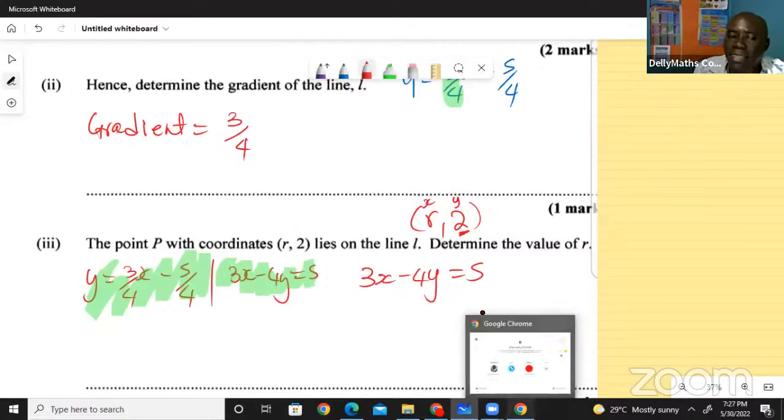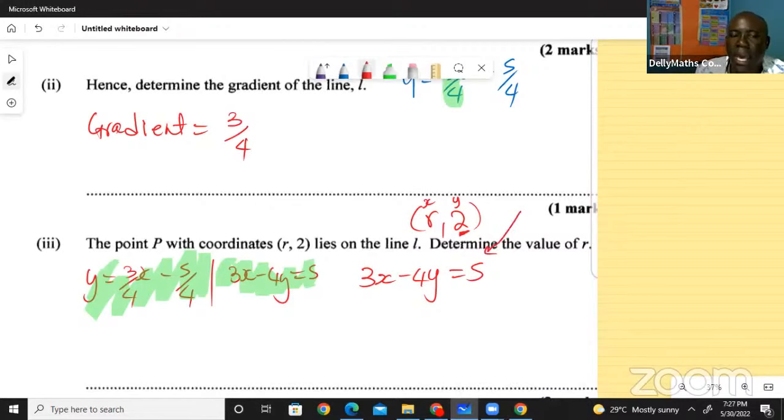So because they're on this line here, I could substitute the 2 where y is, and then it's going to tell me the value for x, which is R. So then we could say 3x minus 4 times 2 equals 5, because this is 4 times y, so it's 4 times 2. So what are we looking at? We're looking at 3x minus 8 equals 5. We're trying to find the matching coordinate for it.